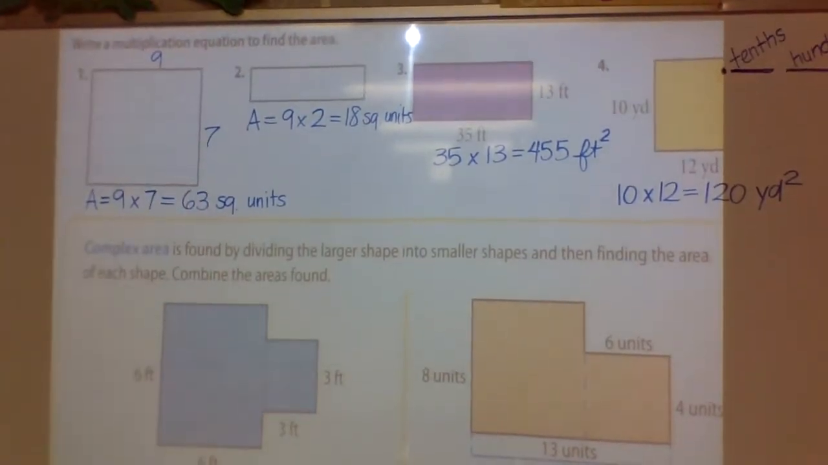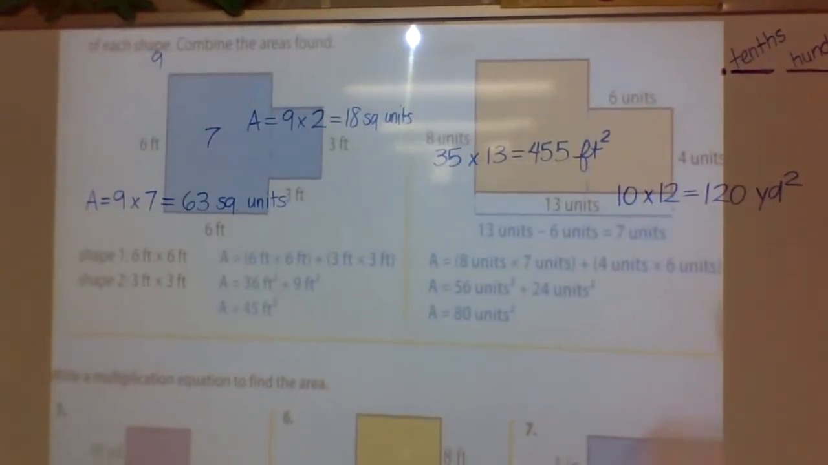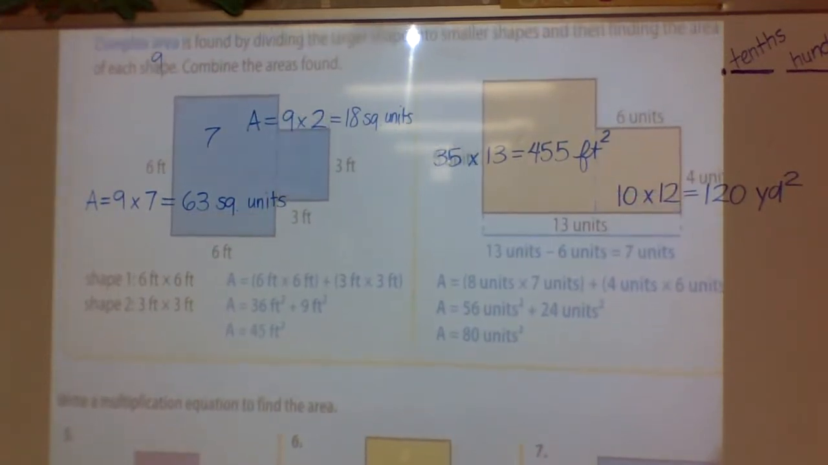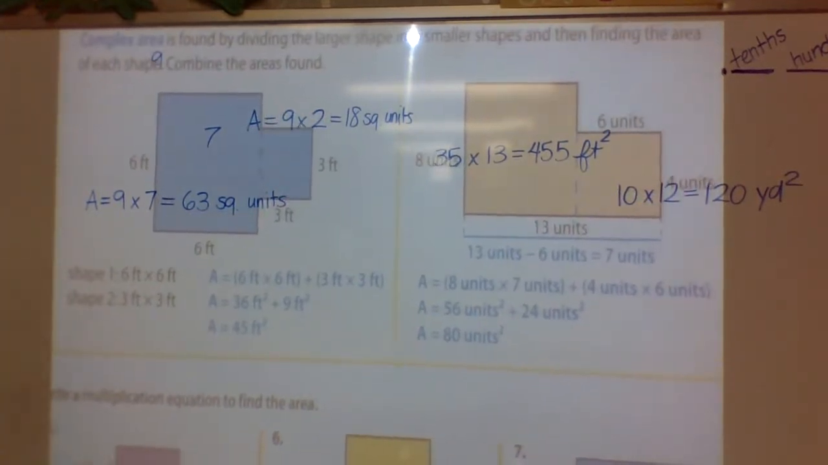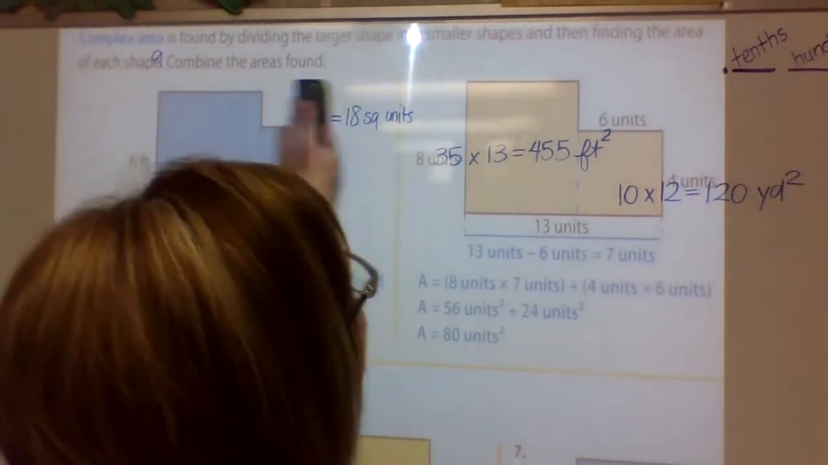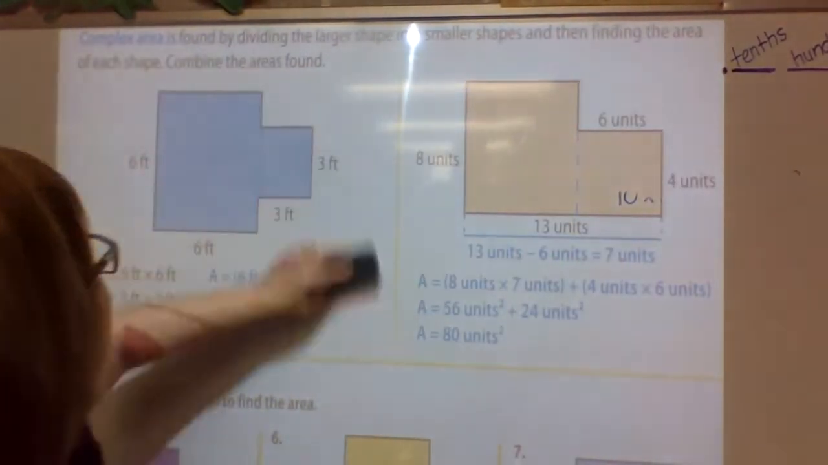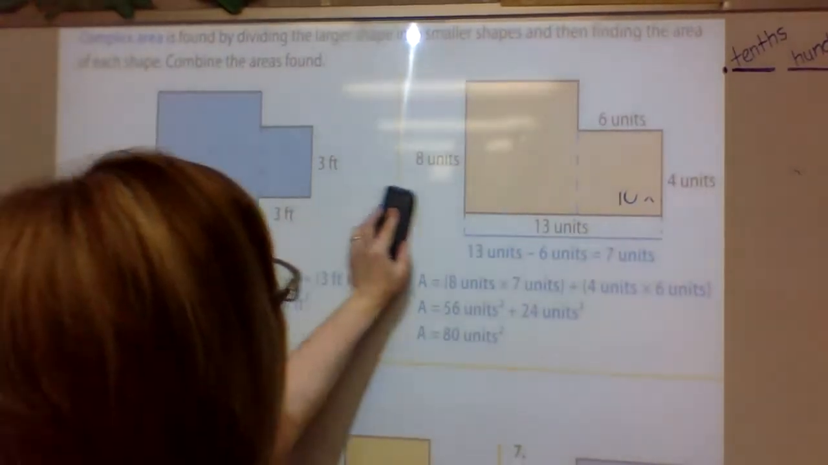Okay, now the second section says complex area is found by dividing the larger shape into smaller shapes and then finding the area of each shape. Combine the areas found.